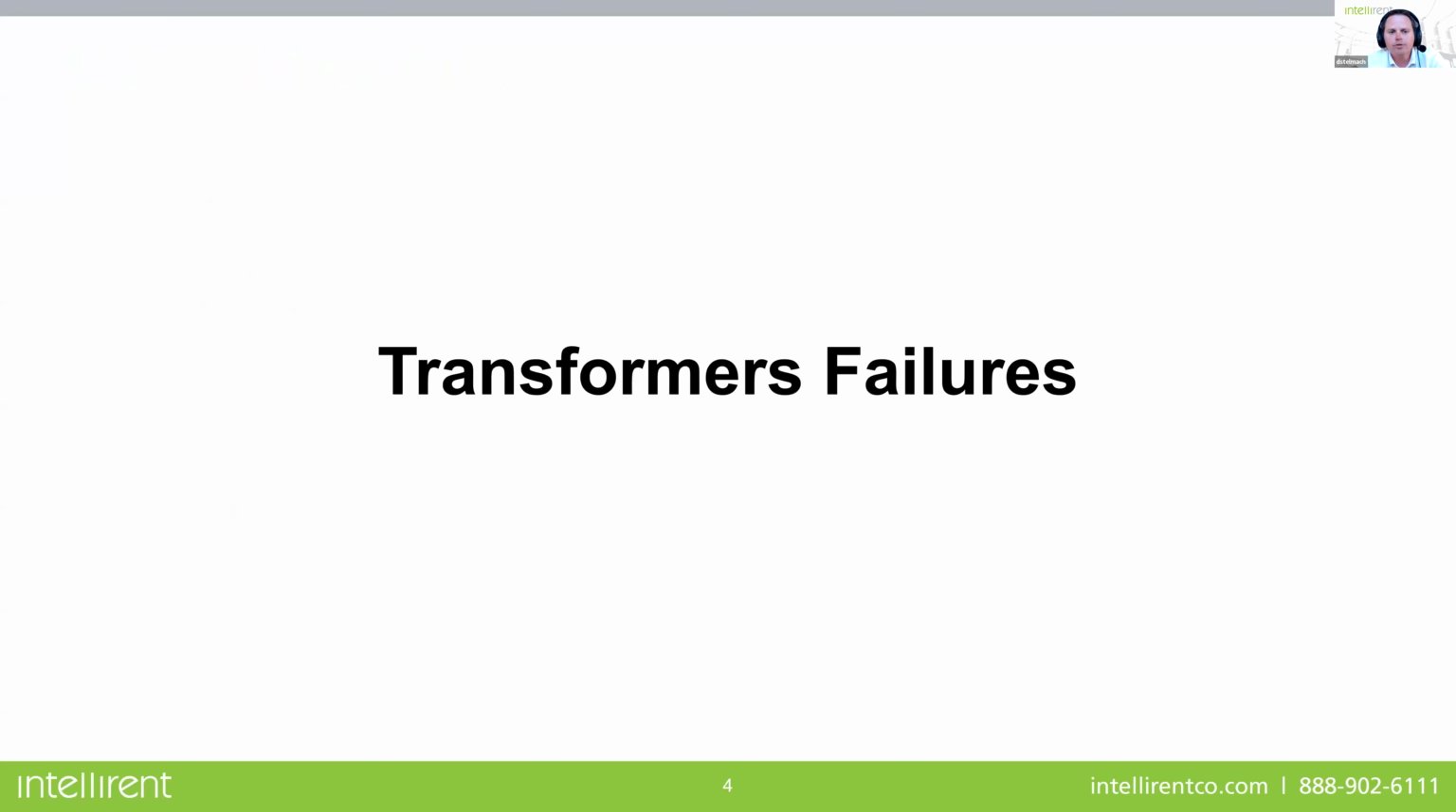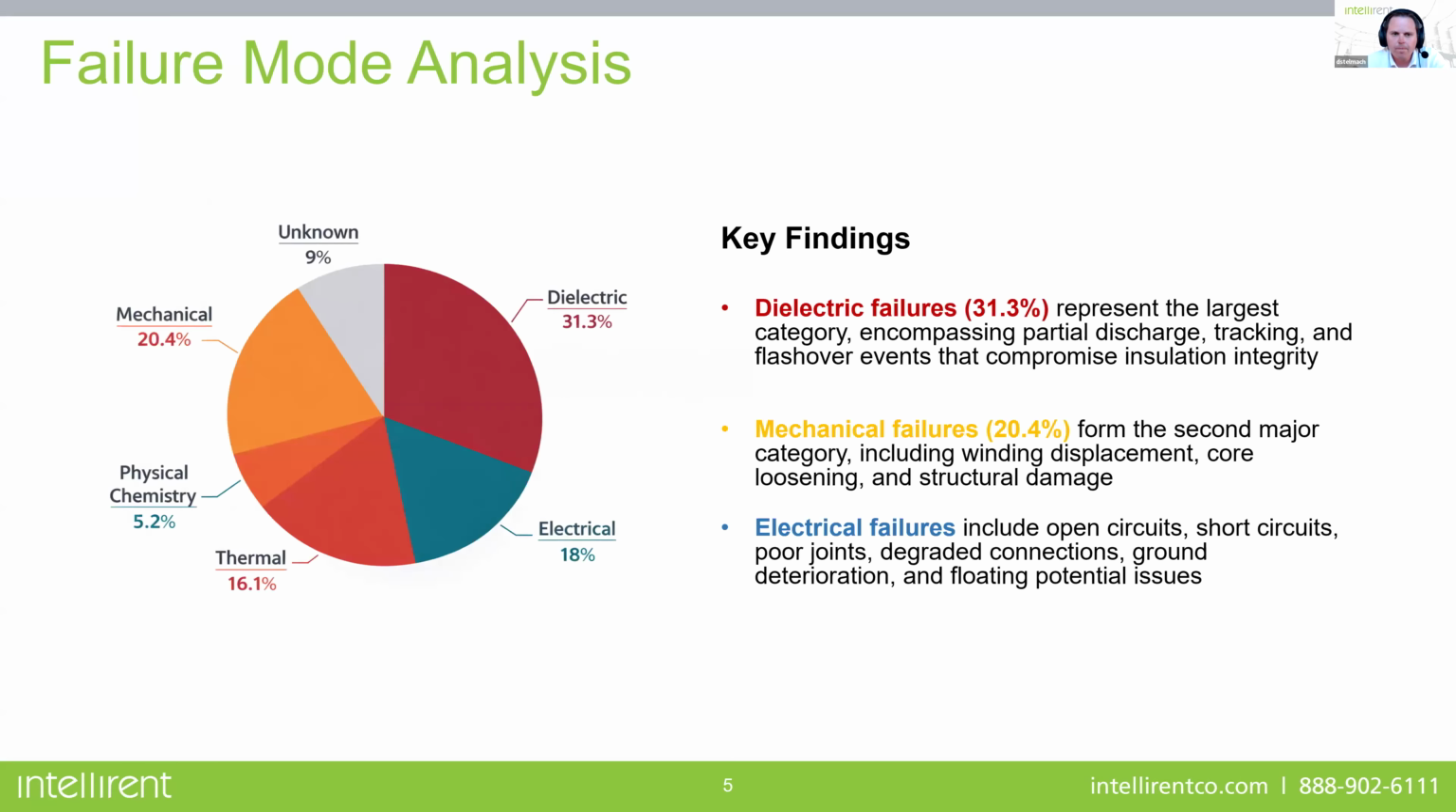With transformer failures in general, the majority of transformers fall into three categories. You have dielectric. When I think of dielectric, I think of insulation. I think of PD. I think of breakdowns within the insulation that track to ground and they fail. So I could think of the overall transformer insulation inside the transformer, and I could think of bushing failures, which happen a lot.